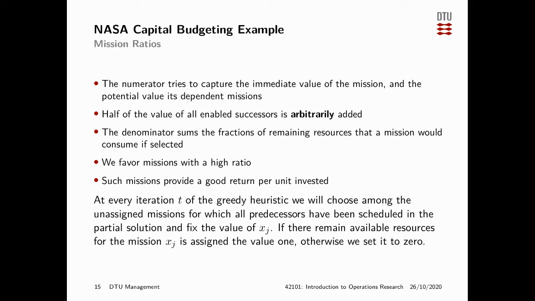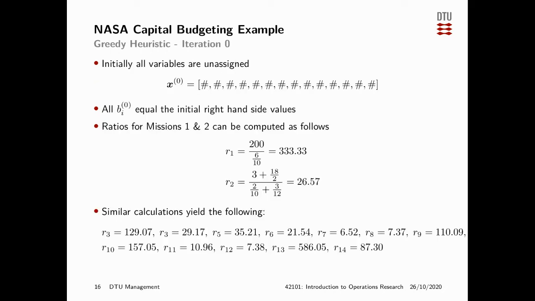So just to summarize how this greedy heuristic works, at every iteration t, we will choose among the unassigned missions for which all dependent missions have been scheduled in the partial solution, and we're going to fix the value of xj. If there are enough resources to schedule that mission, we will assign it the value 1. Otherwise, we will set it to 0. So let's look at some of these iterations in detail. I'll try to go through it a bit quickly. It's very repetitive, but it will give you an idea of how this construction algorithm is working.